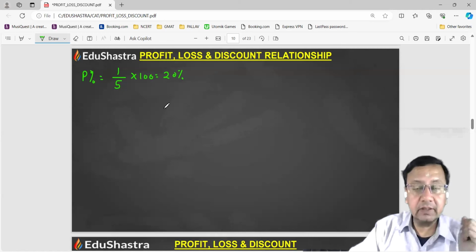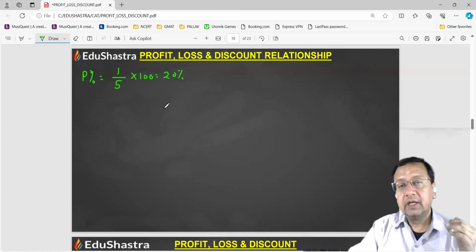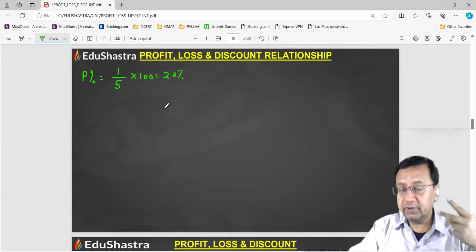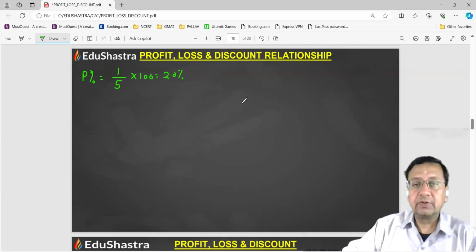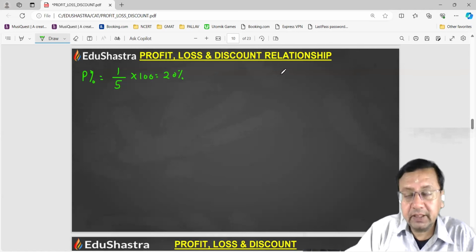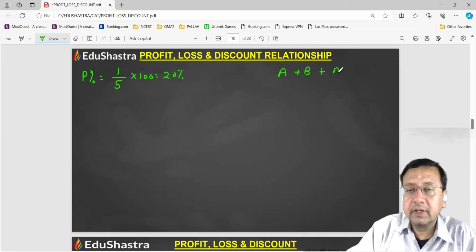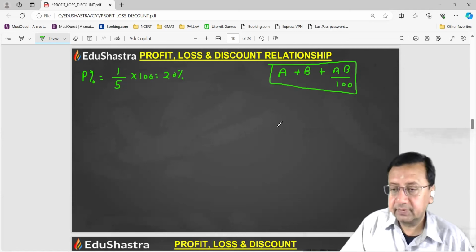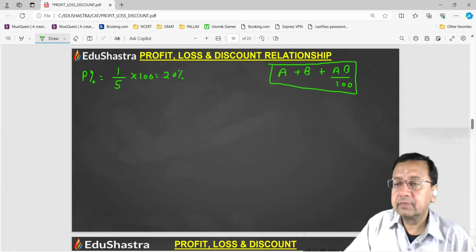He also increases his price, by how much? 25%. So these are two activities, one by one. This is called a successive percentage change, and this can be easily done with the expression A plus B plus AB divided by 100, right? This is the expression for successive percentage change.